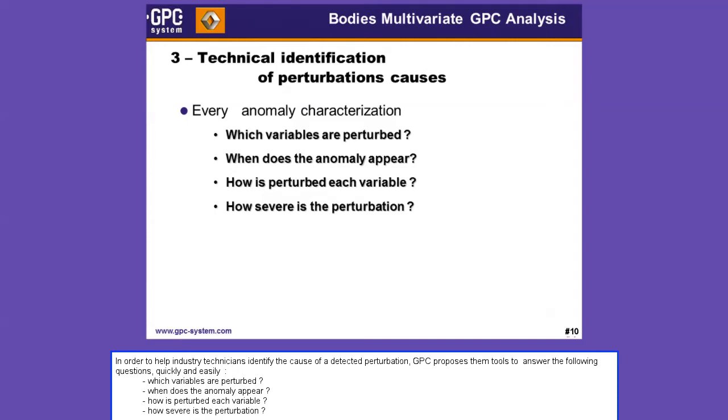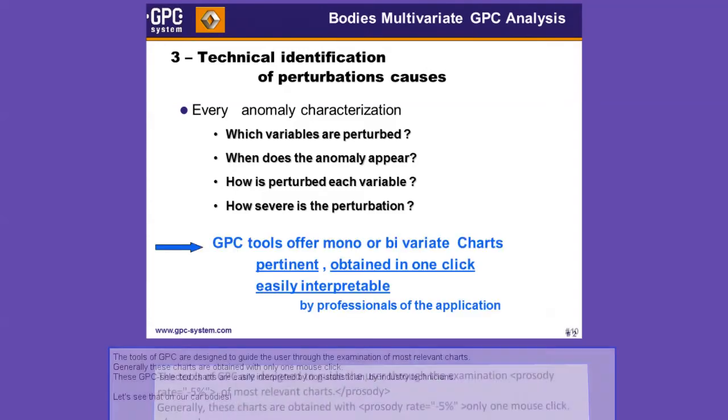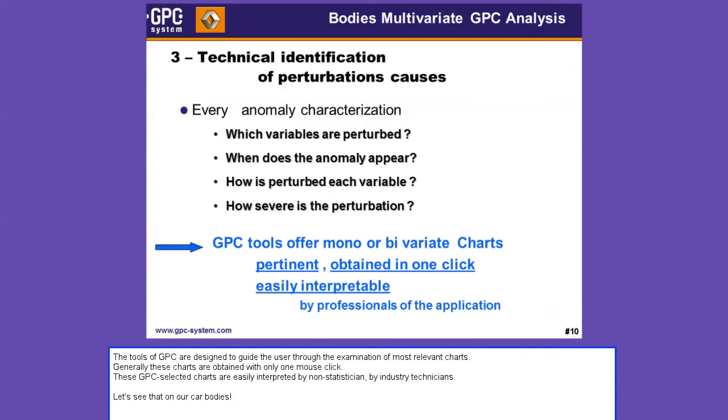Which variables are perturbed? When does the anomaly appear? How is each variable perturbed? How severe is the perturbation? The tools of GPC are designed to guide the user through the examination of most relevant charts. Generally, these charts are obtained with only one mouse click. These GPC selected charts are easily interpreted by non-statisticians, by industry technicians. Let's see that on our car bodies.